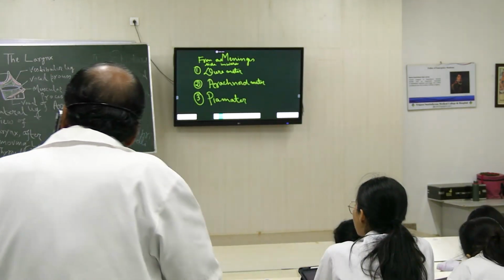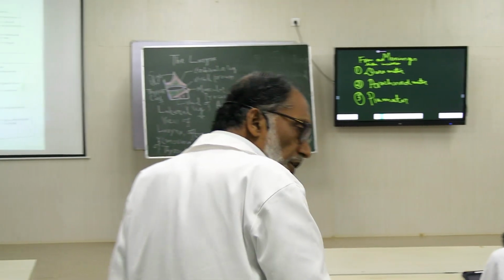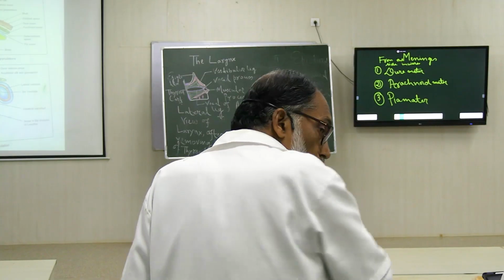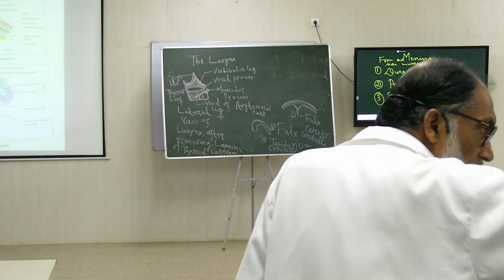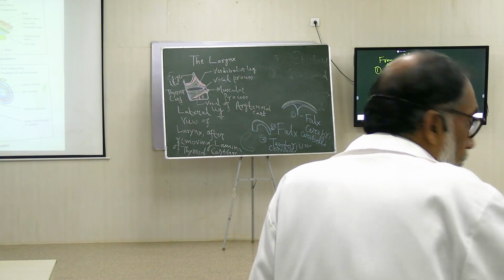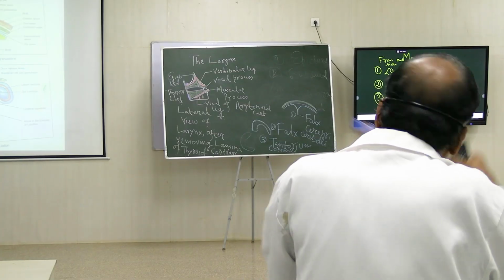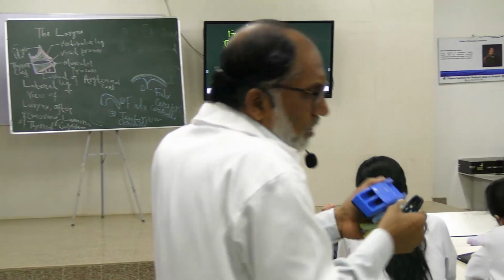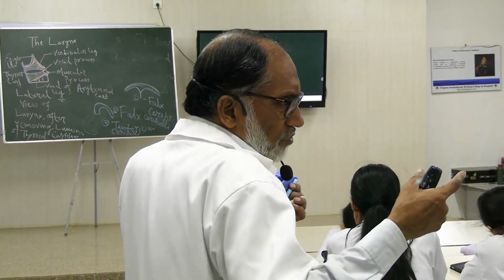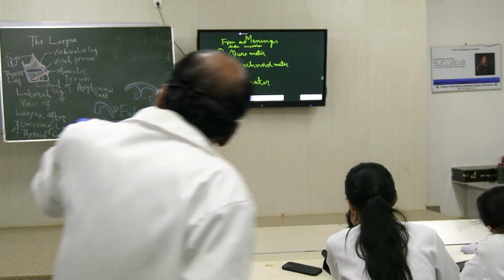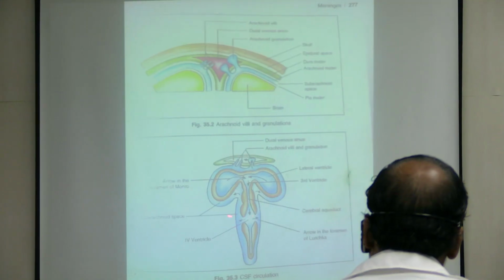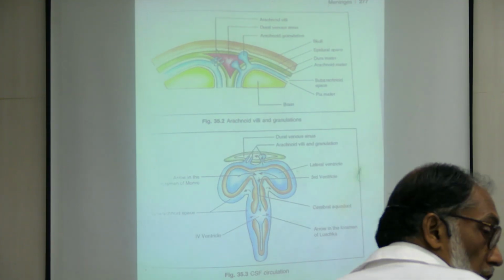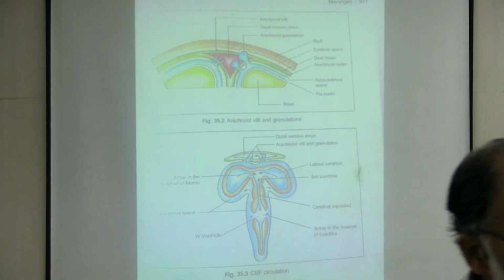From there, it will go into the fourth ventricle. Through which path? Through the path traversing the midbrain, that is called the cerebral aqueduct. From there, it will come outside from the ventricles of the brain, into the subarachnoid space. Here there are three openings: two lateral openings and one median opening. Through these openings, it will come into the subarachnoid space.